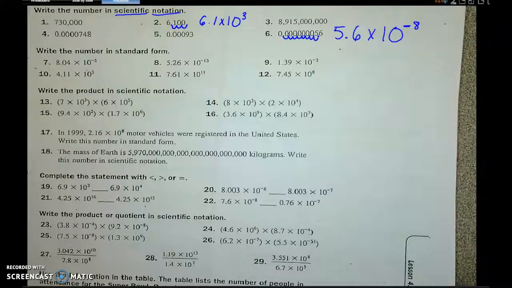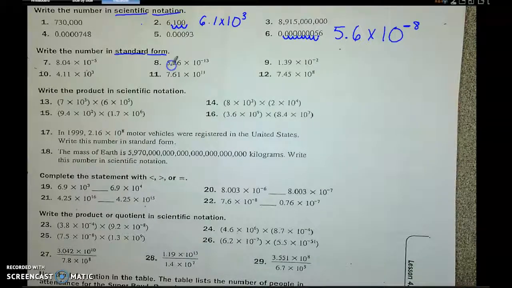Next section, writing the numbers in standard form this time. Let's look at number 8. So my number is 5.26 times 10 to the negative 13. That negative 13 tells me that it is a little number. So I'm going to have to be moving the decimal to the left.